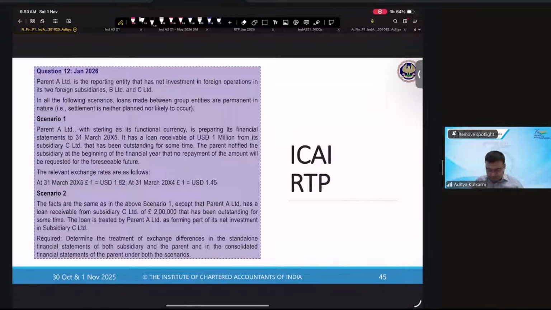Okay. Now, this is the latest RTP, January 2026 RTP for the January 26 exam. Parent A Limited is the reporting entity that is having NIFO in two foreign subsidiaries, B and C. So A Limited has B and C. In all the following scenarios, loans made between group entities are permanent in nature. Settlement is neither planned nor likely to occur. That means it is a NIFO case. Yes or no? It is a NIFO case.